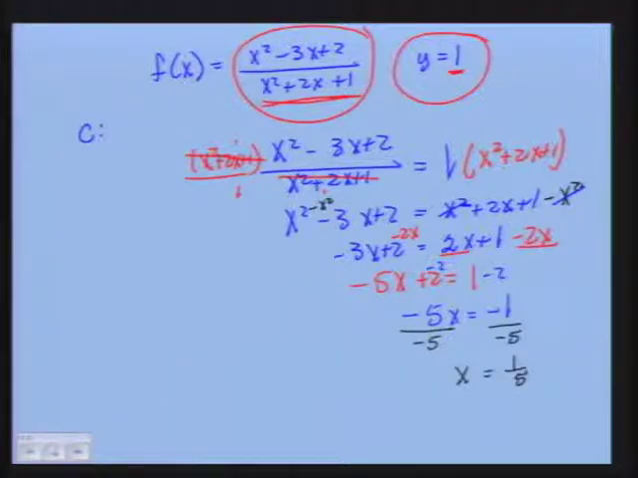It does cross our asymptote where x is 1/5. I wonder what y was. Oh yeah, look back in this equation. y equals 1. That's what we substituted in for y. So our crossing is (1/5, 1). All right, let's get ready to graph, and then we'll see what additional points we want to use.